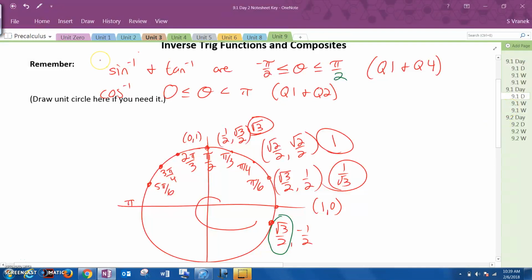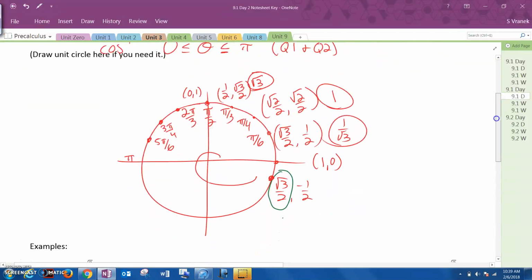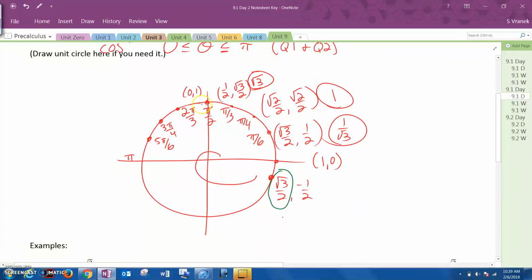Remember that sine inverse and tangent inverse go between negative pi over 2 and pi over 2, which are quadrants 1 and 4. And cosine inverse gives you an angle between 0 and pi, which are quadrants 1 and 2. Again, I did a unit circle. I did 2 quadrants here to help me with cosine inverse. And from there, let's try a couple examples. It's very similar to what we did yesterday, but with composites.